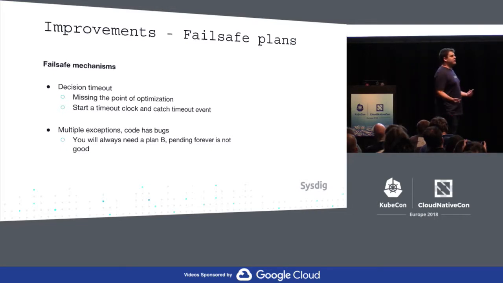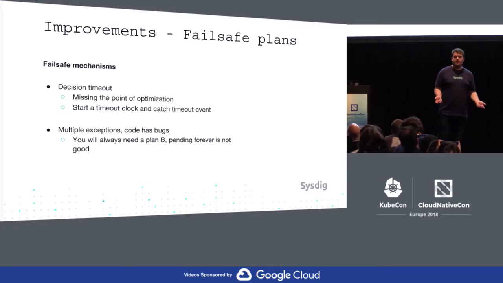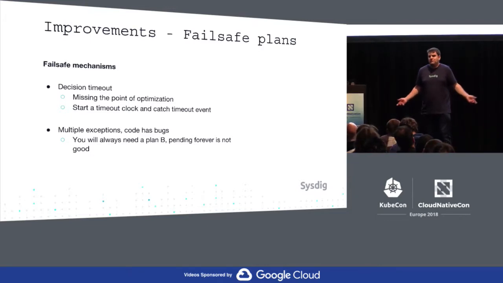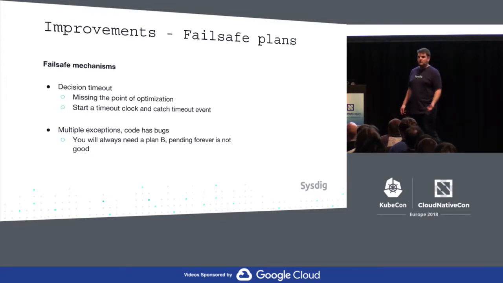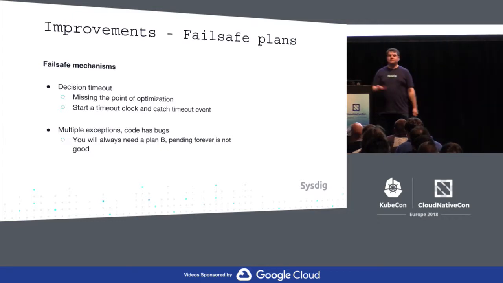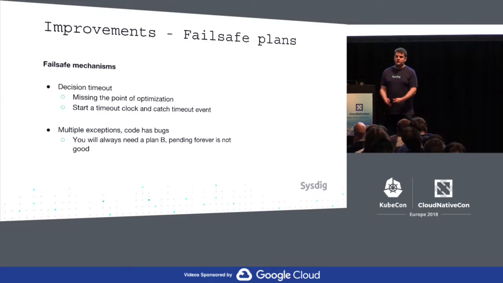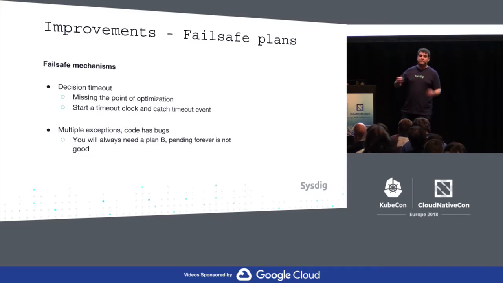Timeout. Don't forget that we are writing a scheduler, and the scheduler is an optimization mechanism. If it's taking too long, it's not worth it anymore. So it's better to time out and go back to the default one. And multiple exceptions: code has bugs, so you need to catch any exception that may happen in your code. You always need a plan B. That's the main idea. If your scheduler fails, pods are pending forever. That's not good. Any decision is better than no decision at all.